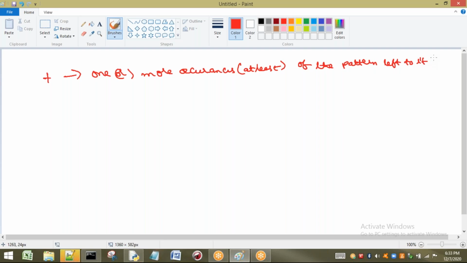Let us take once again the same example. Let us take VAN here. Okay, VA plus N. The meaning of this one is the same. If I take VN, A should be there at least once. But here 0 occurrences, so no match. That means plus will be applicable for A. A should occur at least once, but here 0 occurrences. So we can say no match.